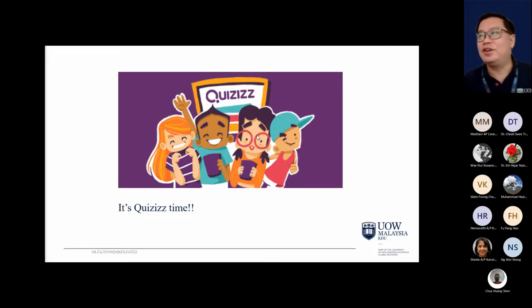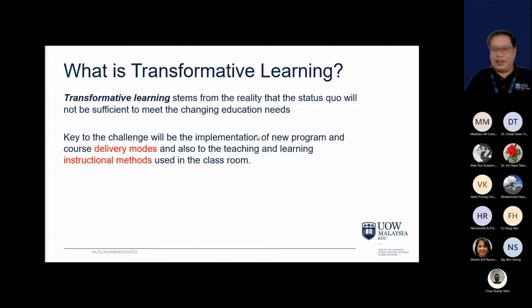Okay. So, what is transformative learning? Transformative learning stems from the reality that the status quo will not be sufficient to meet the changing educational needs. So that is the key thing. The status quo is what we are actually doing now, and we find that it will not be sufficient anymore to meet the changing educational needs. As we said, educational needs of the student are driven by industry expectation. So industry expectation evolves, educational needs also evolve.